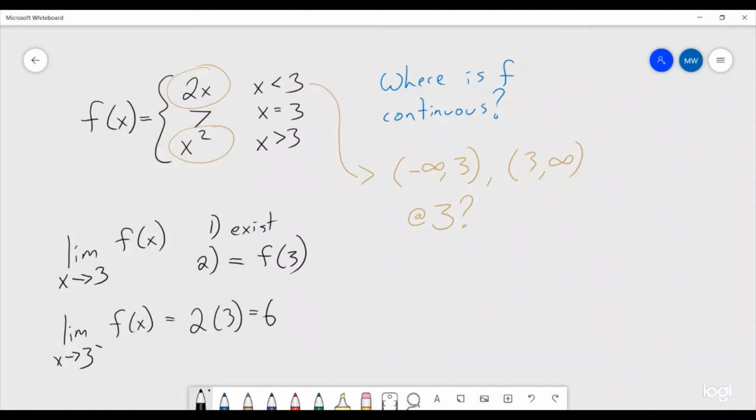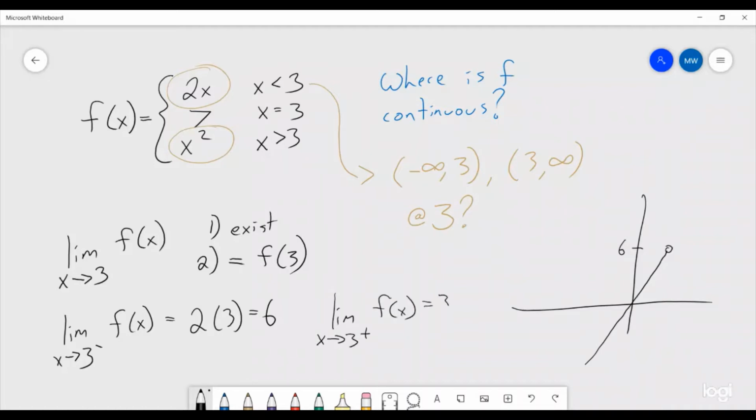So our graph is looking something like, we have 2x, and so right here is a value of 6. Then on the other side, the limit as x approaches 3 from the right of f of x is going to be 3 squared, which is 9. So it's coming down and approaching 9. So first off, the limit doesn't even exist. It fails to exist at that point.